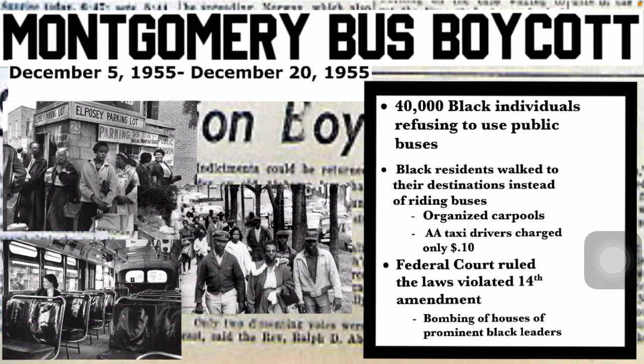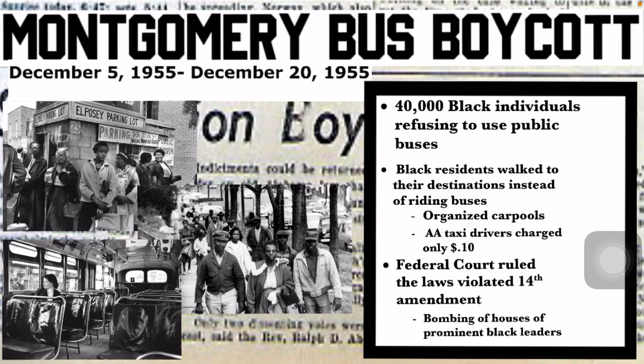The Montgomery bus boycott consisted of Black individuals refusing to ride buses in Montgomery, Alabama. 40,000 African American riders boycotted. Although people of color were the majority of Montgomery's bus ridership, the city denied all of the protesters' demands, including the hiring of Black drivers, first-come first-seated policy, and courtesy. This boycott led to Black residents choosing to walk to their destinations. They organized carpools, and African American taxi drivers charged only 10 cents, the same as the bus fare.